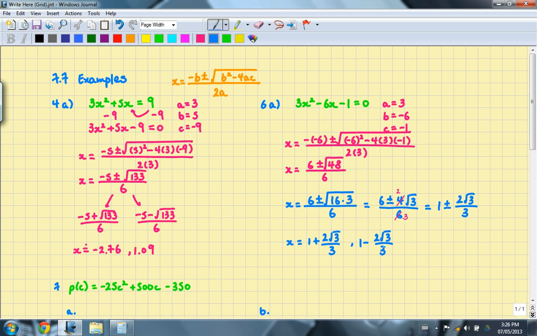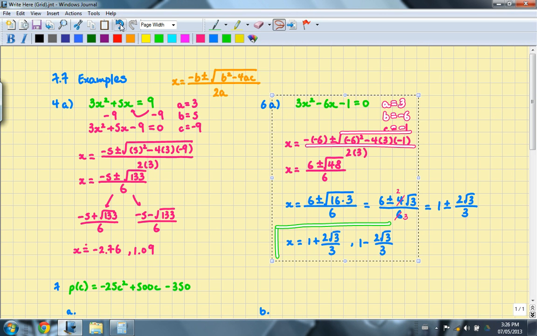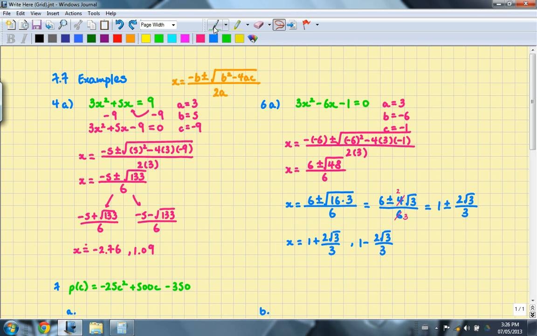There's a few different ways for you to simplify your solution. This is just one of them. It really depends on the question, what your answer is going to look like.